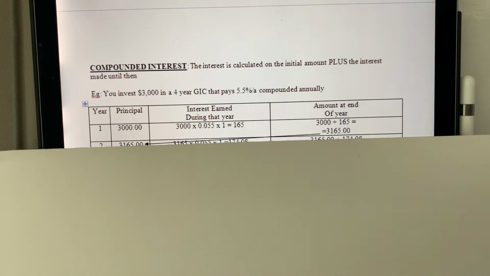Now, this is not so good when you borrow money, because if they charge you interest on compound, which they do, then you're going to pay more. And that's going to hurt us a lot, particularly on the house when we get to that. So let's see how it works.